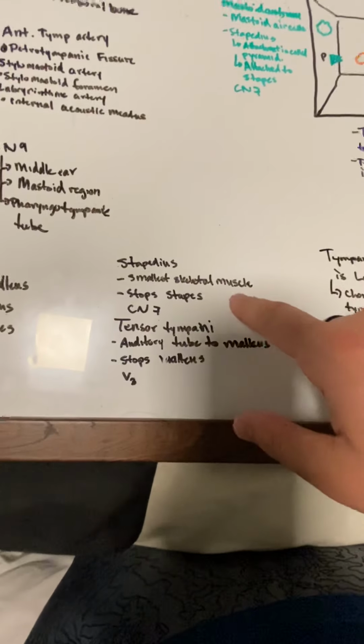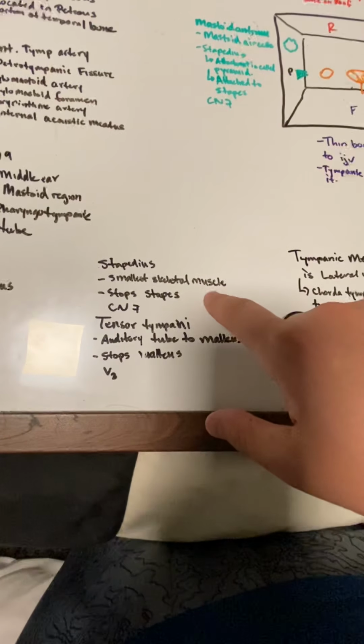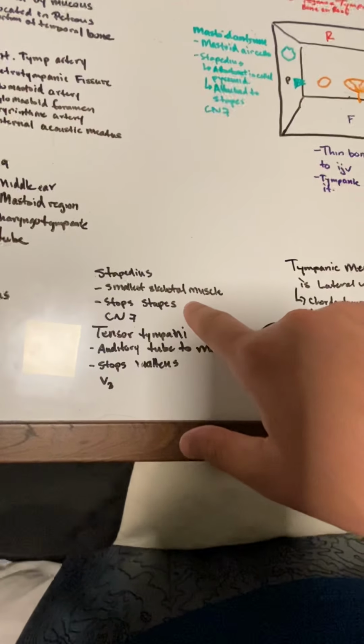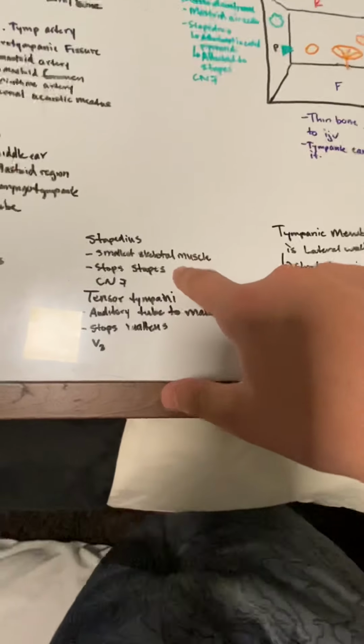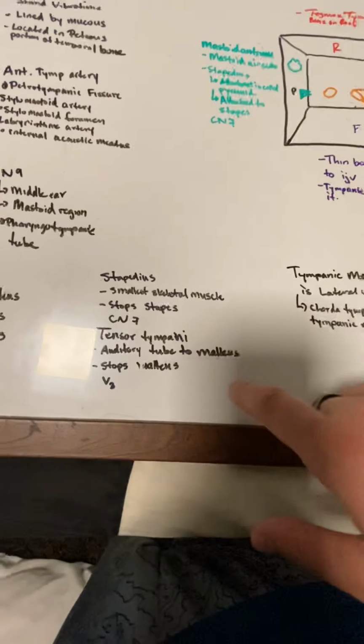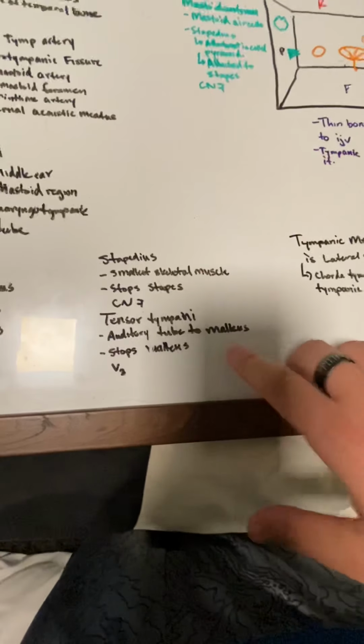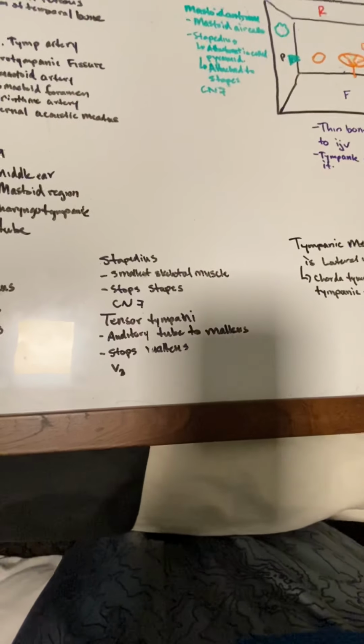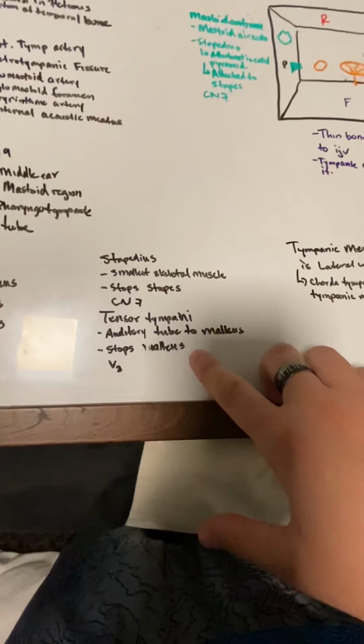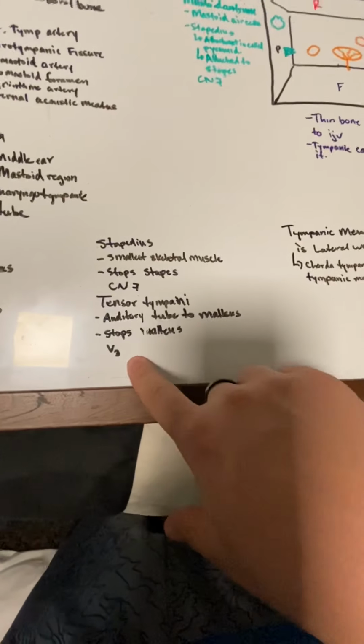So stapedius, it's a small skeletal muscle, and it stops the stapes, and it is innervated by cranial nerve 7. And then the tensor tympani, it follows the auditory tube to the malleus, and it stops, what would you think? The malleus. And then it's innervated by V3.